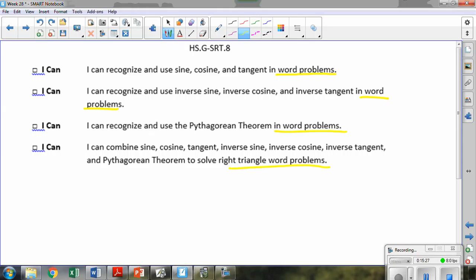So what do you think you're going to encounter? Word problems. The standard is word problems. You should expect to see nothing but word problems then. That's what the standard requires.